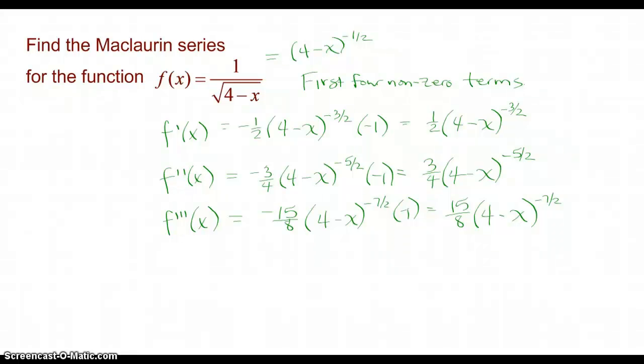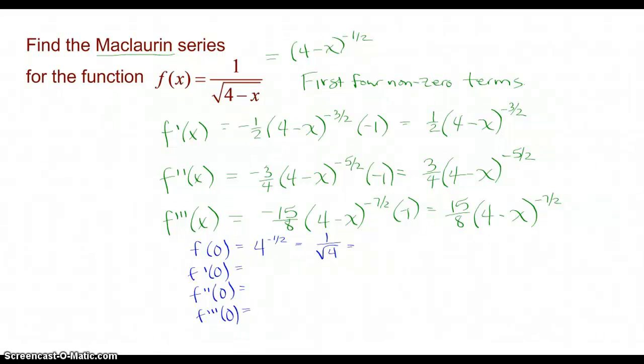All right, we know we are centered where? That tells me I am centered at 0. So I will need f of 0, f prime of 0, f double prime of 0, and f triple prime of 0. So let's plug that in. F of 0 is 4 minus 0 to the negative 1/2. That's 4 to the negative 1/2. That is 1 over the square root of 4. That is 1/2. The next one is 1/2 times 4 to the negative 3/2.